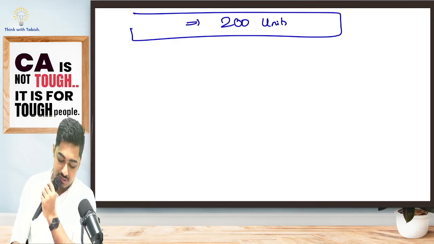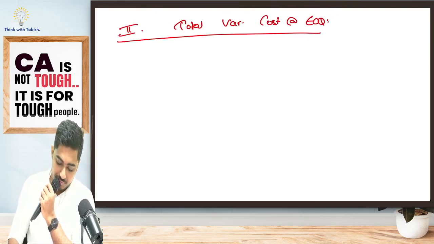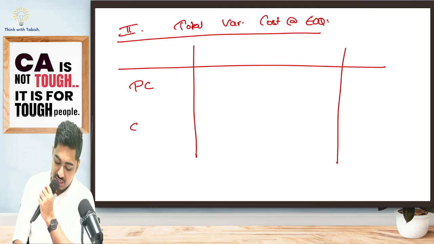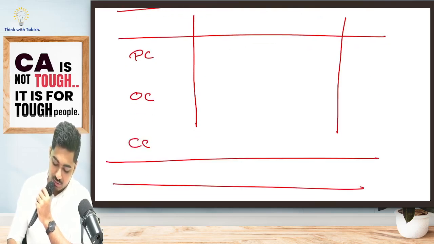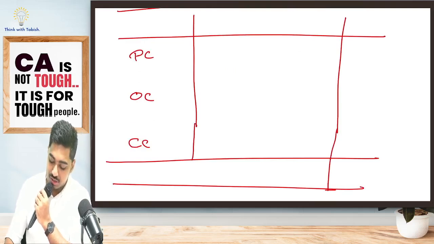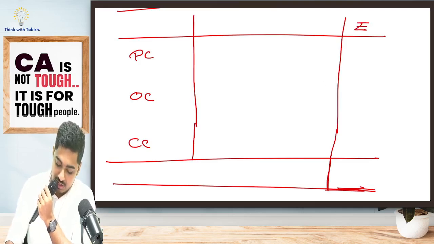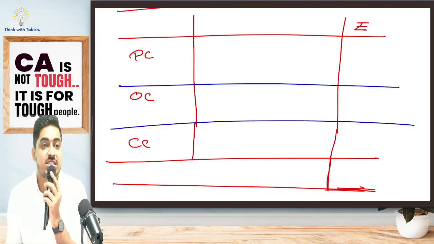So I will do, okay, boss, total variable cost at EOQ. What all items are there? Purchase cost is there, ordering cost is there, carrying cost is there. Yes, I will write PC, OC, CC. Who am I? CA, what am I having? Membership number, so can I be lazy? No. Yes, purchase cost.